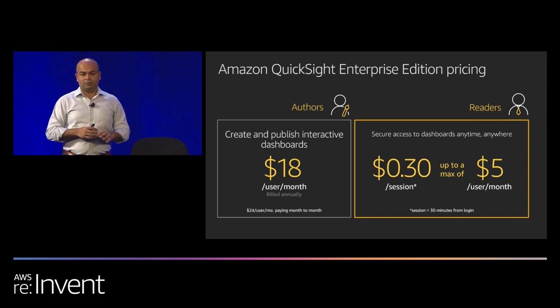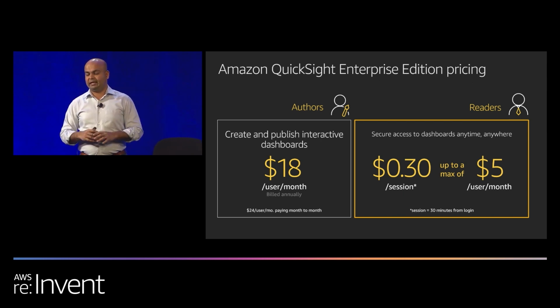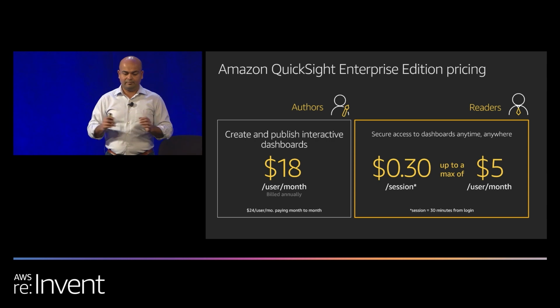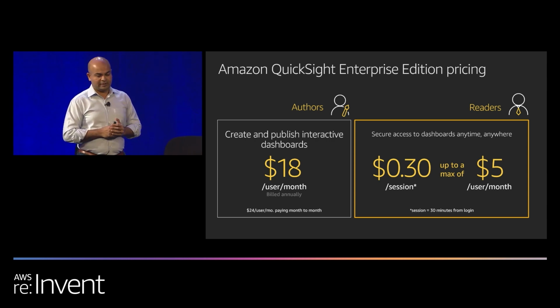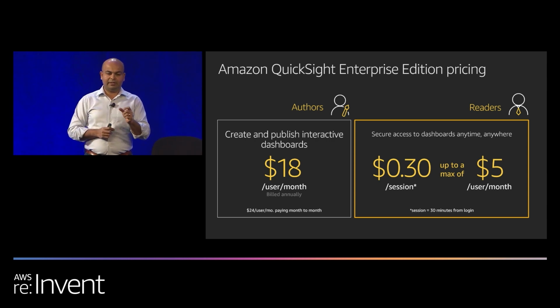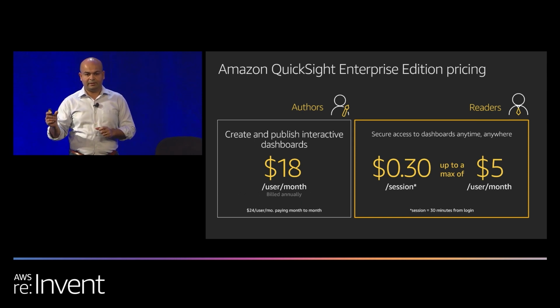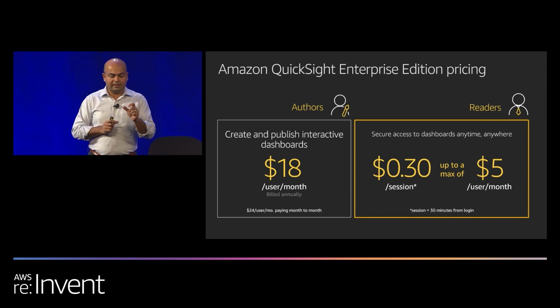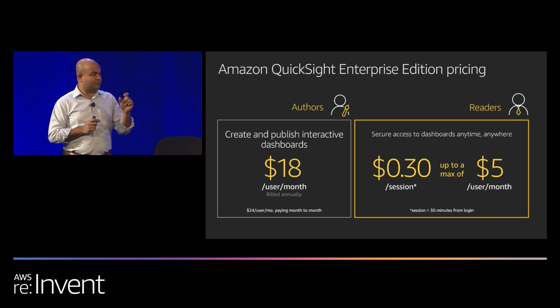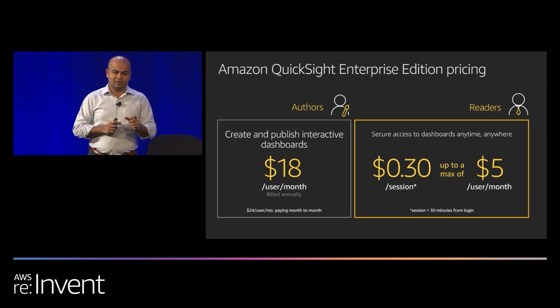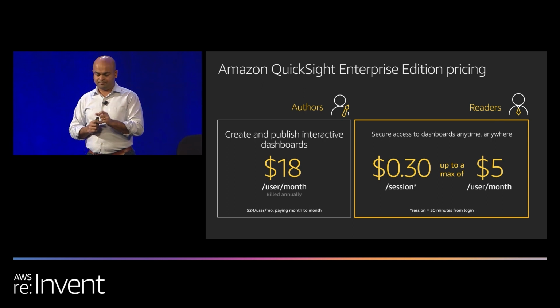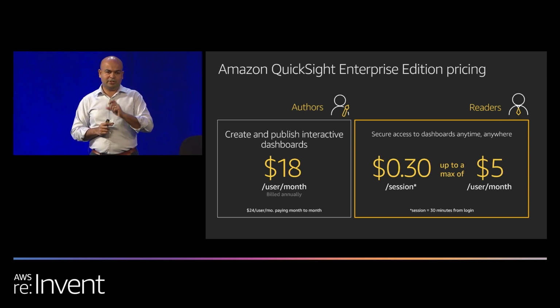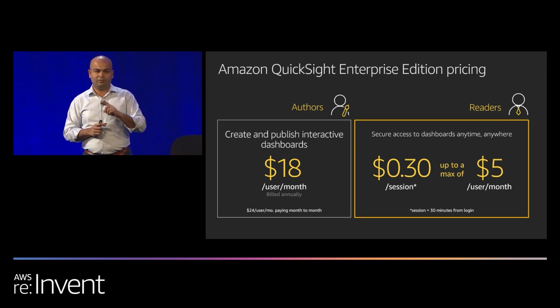But for readers, who are the vast majority of users in any analytics system, we have a session-based pricing. So every reader, every user who consumes dashboards in QuickSight must be uniquely identified. And when they are identified, they are charged on a per session basis. So it's 30 cents a session. A session is a 30-minute interval. And you're charged just for the sessions you consume, but with the added advantage of a max cap.